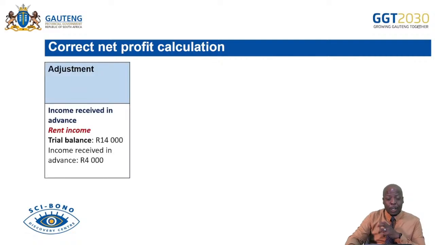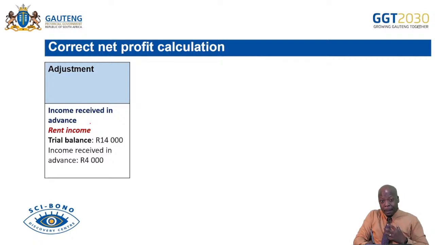All right, so we're going to begin with adjustment number 1. We want to see how these errors would have been made, and then how can we correct some of these errors. To begin with, we have an adjustment, and in this case, it is income received in advance. You understand what is income received in advance?